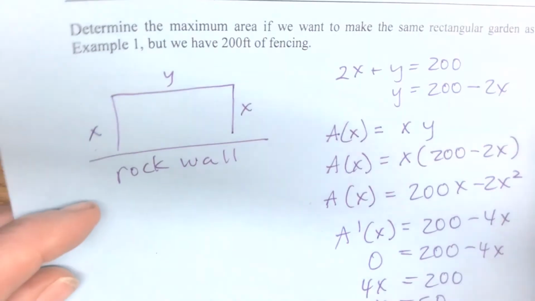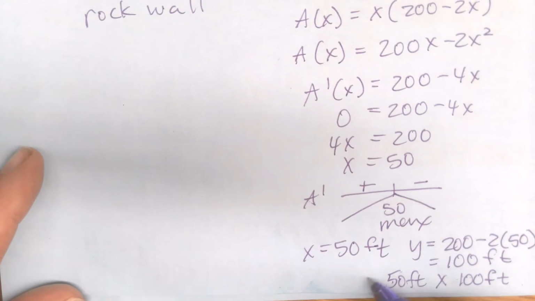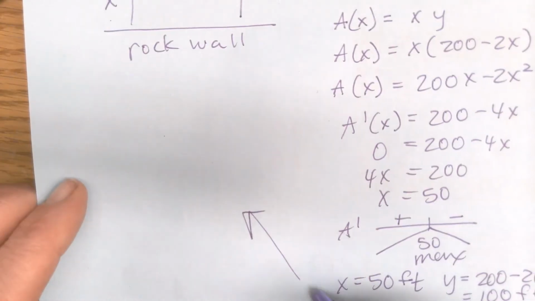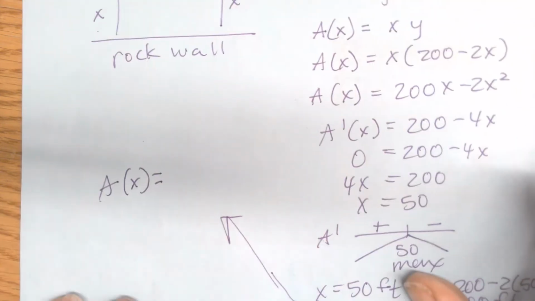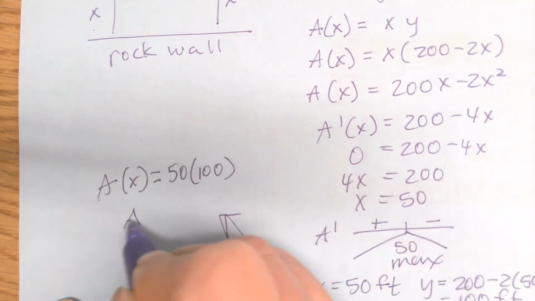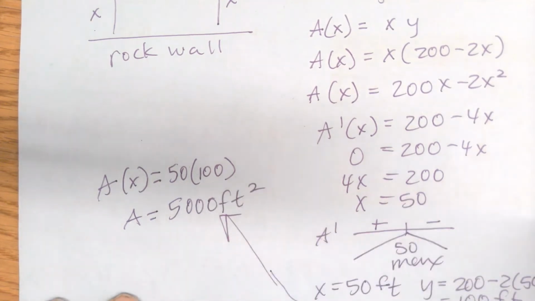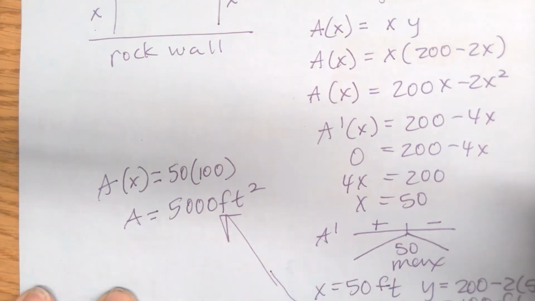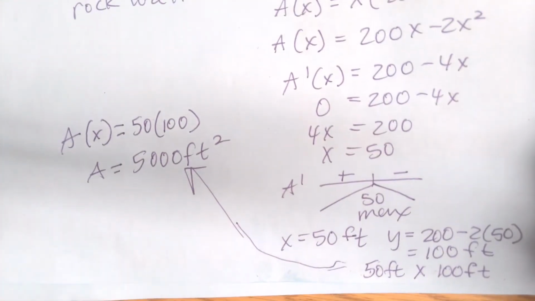So I neglected to answer that. Be careful to make sure you're answering the question. So when I go back to this problem, determine the maximum area, I need to go back to these problems here, and my maximum area again is going to be 50 times 100, and so my area that I'm interested in is 5,000 feet squared. Again, make sure you're answering the question. That's kind of a big issue that we have when we do the word problems. But again, pause the video at any time, go back if you need to.